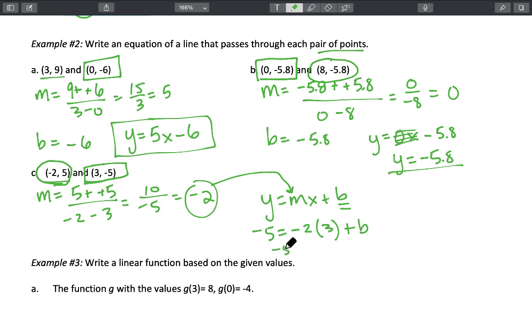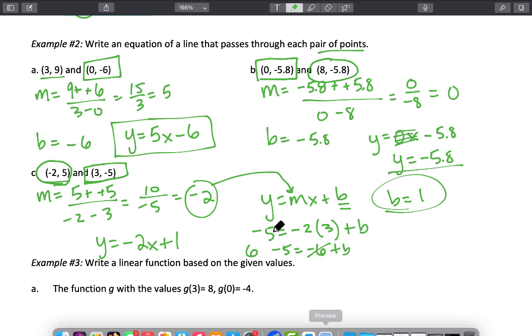So this becomes negative 5 is equal to negative 2 times 3, which is negative 6, plus b. Now we're going to add our 6 to the left side, and I'm going to have a negative 5 plus 6, and that's going to give me a b value equal to positive 1. So we have a b value of positive 1, which is my y-intercept, and I have a slope of negative 2. The equation of my line is y equals negative 2x plus 1.